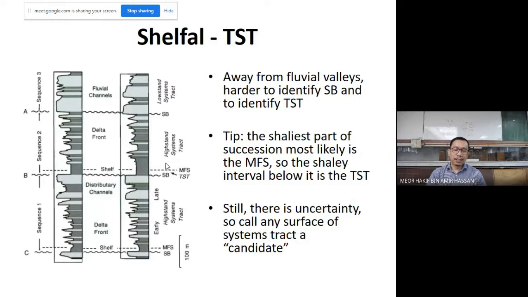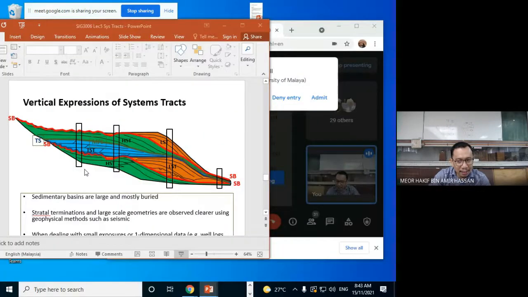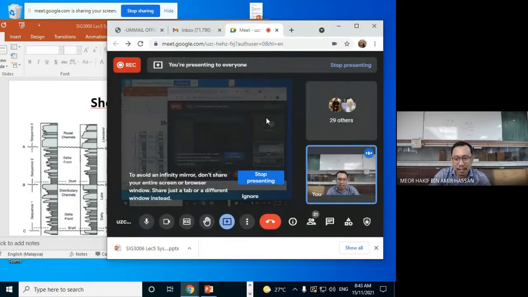Okay, so just remember, again, away from the fluvial valleys, it's going to be hard to identify the sequence boundary. So tadi, when we're working with incised valleys, it's easy to identify the SB. Just trace it, and then you have a thick sand, or that is the incised valley. So the base must be a sequence boundary, very easy. But what about the interfluves? When you are away from the valley, jadi susah sikit. Away from the valley, it's going to be hard to identify the unconformity.